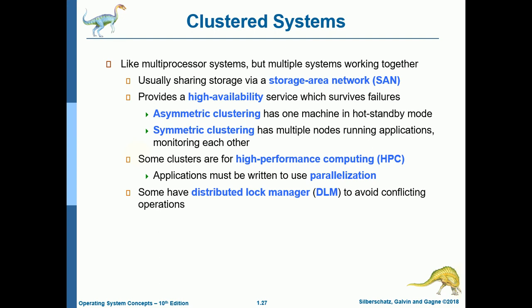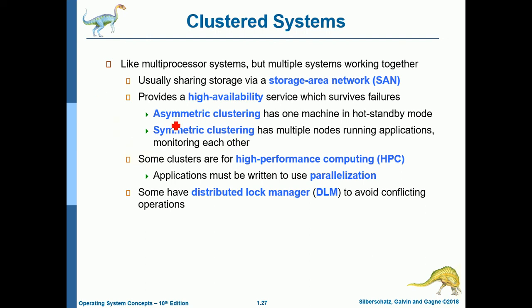Okay, next is we have clustered systems. Like multiprocessor systems, but multiple systems working together. Multiprocessor is like two or more processors inside a system unit. These clustered systems are multiple computer systems that are working together, usually sharing storage via a storage area network, or SAN. They also provide a high availability service which survives failures, because of course clustered systems work together as one. Asymmetric clustering has one machine in hot standby mode.